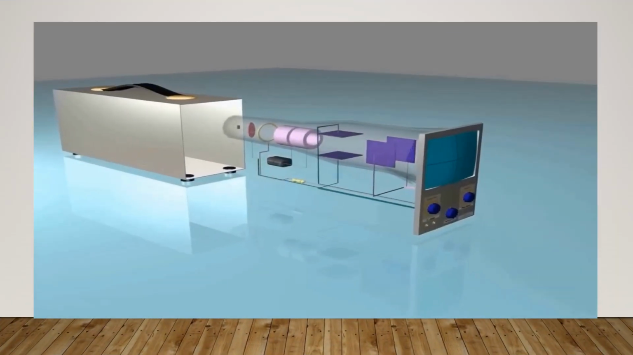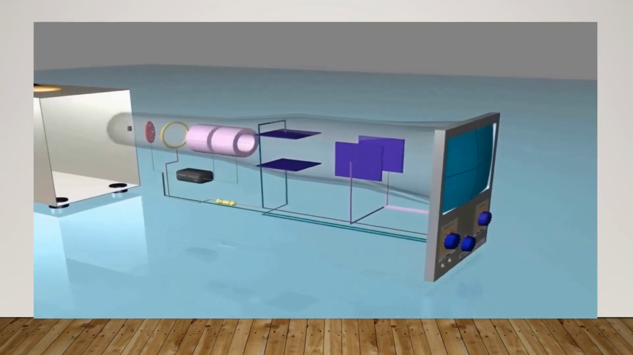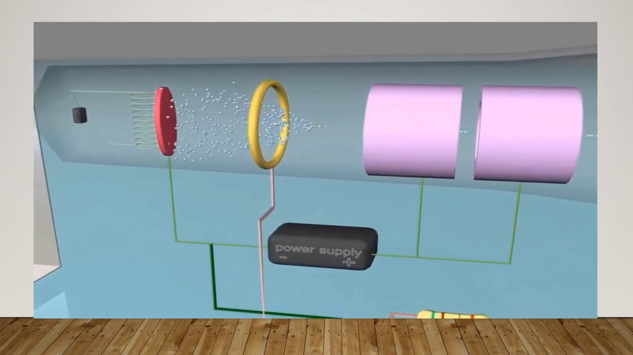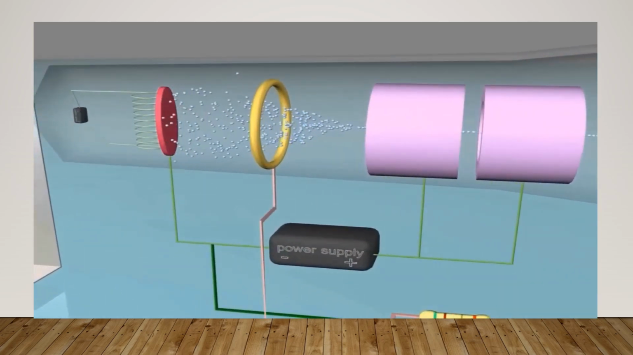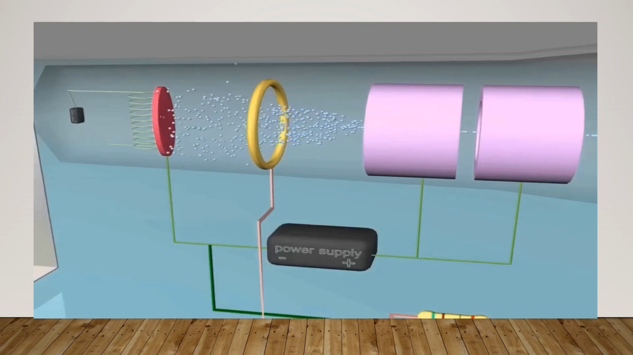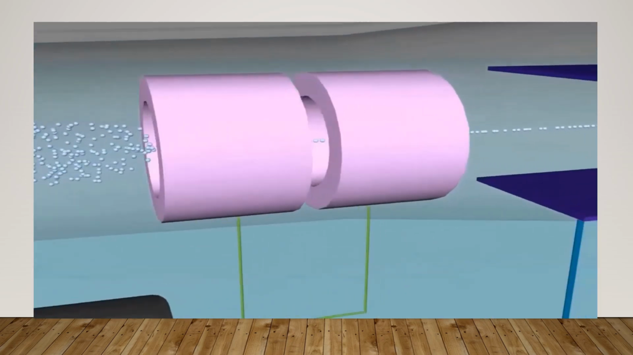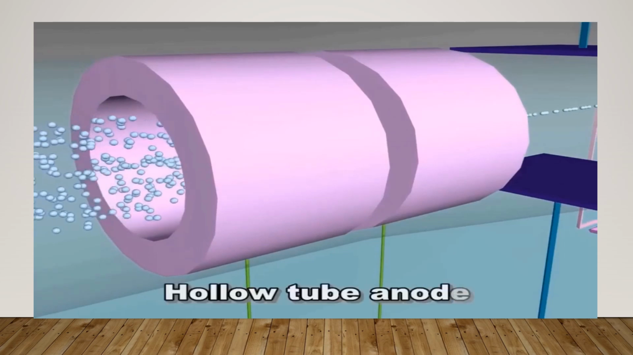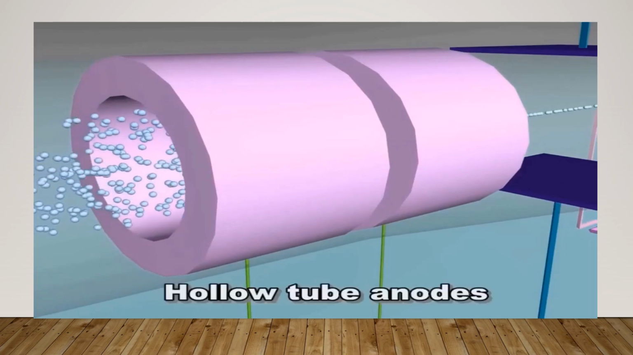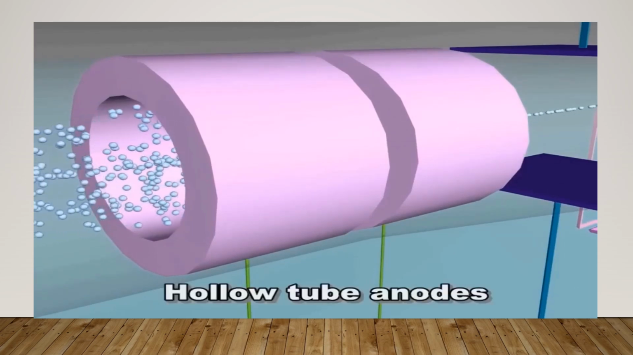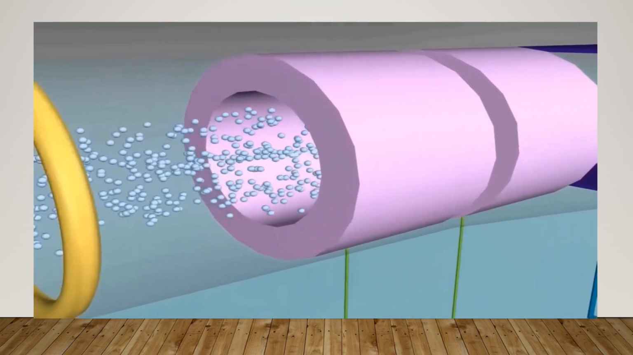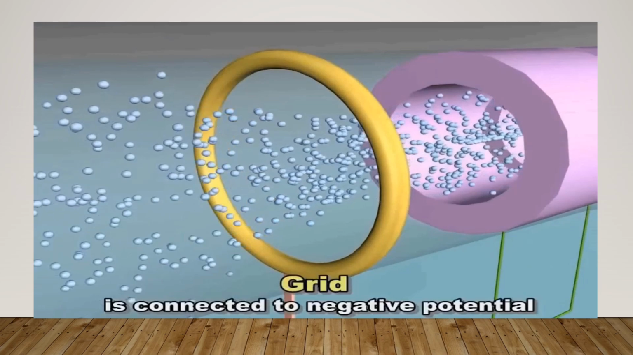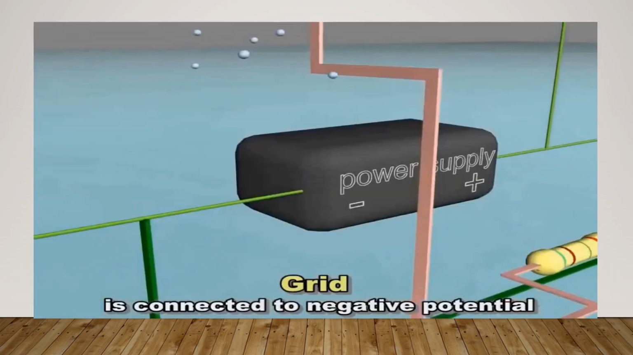We will have a look at the first part of the CRO, the electron gun. It is a modified version of the cathode ray tube. The first modification is made to the anodes. The anodes here are two hollow tubes instead of a closed plate. This is to allow the passage of the accelerated electrons through it to the deflection system. The second modification is adding a grid. The grid is a metal ring that is connected to a negative potential.